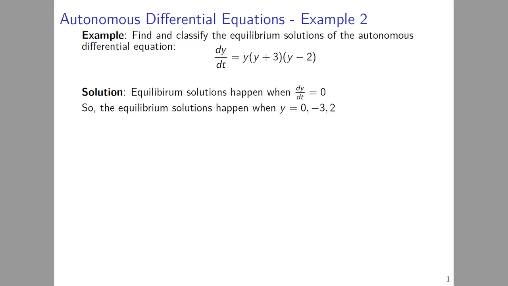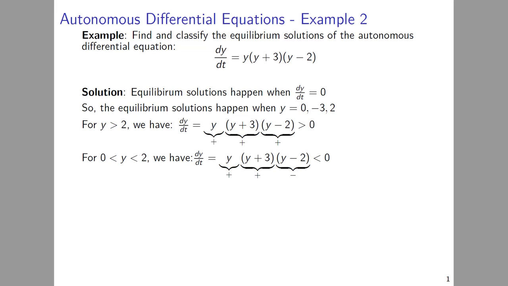To classify them, we will want to know if the derivative is positive or negative around each equilibrium solution. We'll start by looking at when y is bigger than 2. Here we have that dy/dt is y times (y + 3) times (y - 2), and when y is bigger than 2, y is positive, y + 3 is positive, and y - 2 is positive. So we can conclude that dy/dt is positive for y bigger than 2.